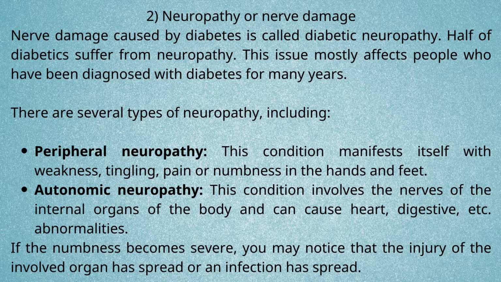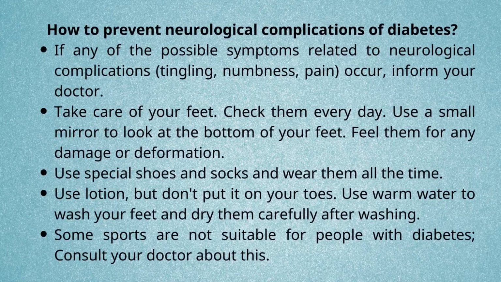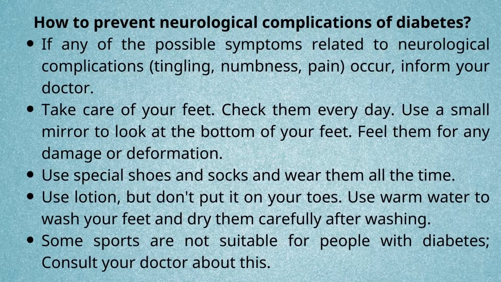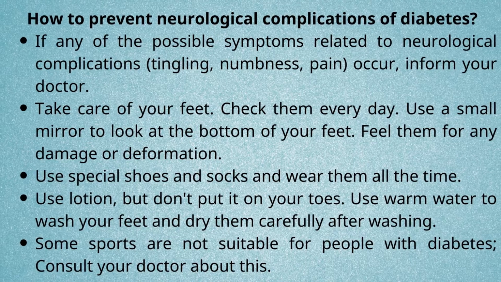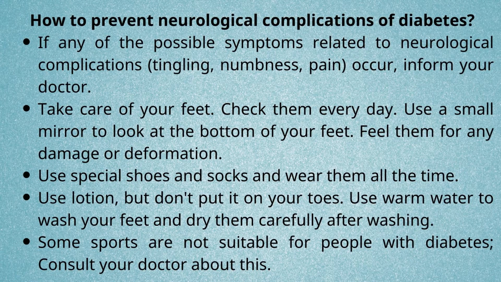Autonomic neuropathy. This condition involves the nerves of the internal organs of the body and can cause heart, digestive, etc. abnormalities. If the numbness becomes severe, you may notice that the injury of the involved organ has spread or an infection has spread. How to prevent neurological complications of diabetes. If any of the possible symptoms related to neurological complications, tingling, numbness, pain, occur, inform your doctor.